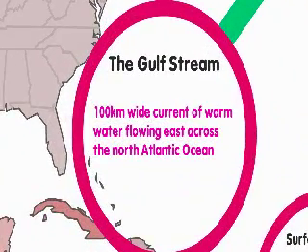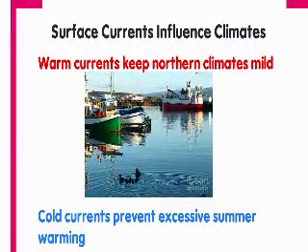The current that is most important to us is called the Gulf Stream, and it's by us, and it's 100 kilometers wide. It's warm water flowing east across the North Atlantic Ocean. It's warm because the water comes up from the equator, where once again the sun's rays are most direct, so it's heating it up and moving that water up through the Atlantic Ocean. If you watch where this arrow goes up toward Iceland, these surface currents influence the climates, and warm currents keep northern climates mild.